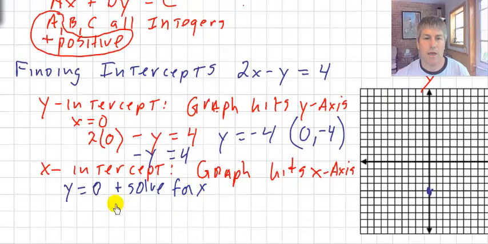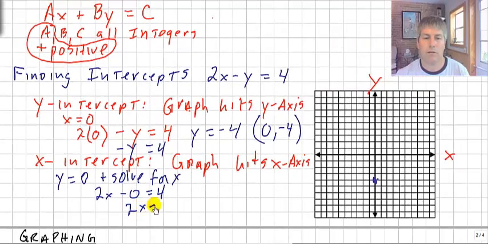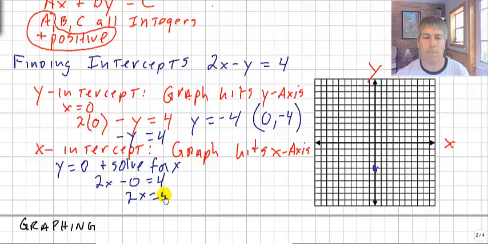So let's go ahead and do that. And we're using 2x minus y equals 4. I'm going to graph that line. So we get 2x minus 0 equals 4. 2x equals 4. And x equals 2. So then the ordered pair for the x-intercept is (2, 0).